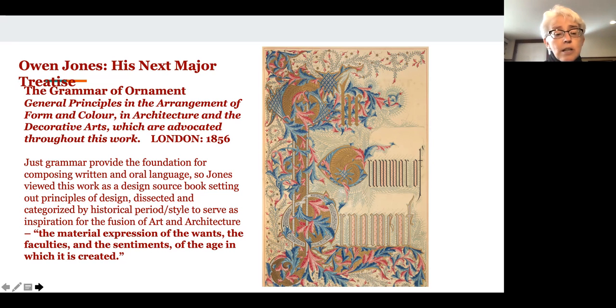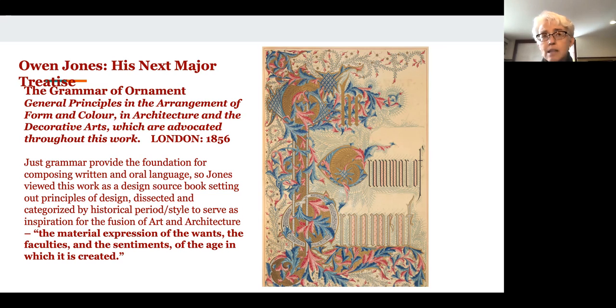And again, as I mentioned earlier, just as language grammar is the foundation of composing written or oral language, Jones was basically presenting this design source book as the structural elements, be it color, form, shape, that could then be dissected, recategorized by historical period and style, and then help to serve as an inspiration for the fusion and development of art and architecture. As he put it, he said, the material expression of the wants, the faculties, and the sentiments of the age in which it is created.